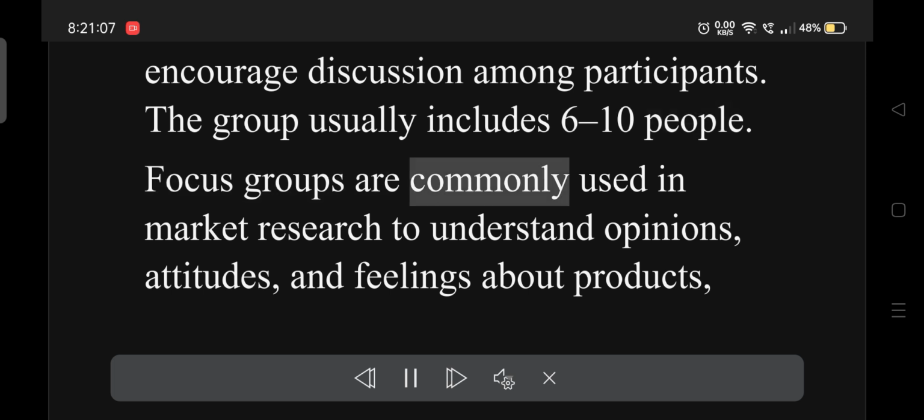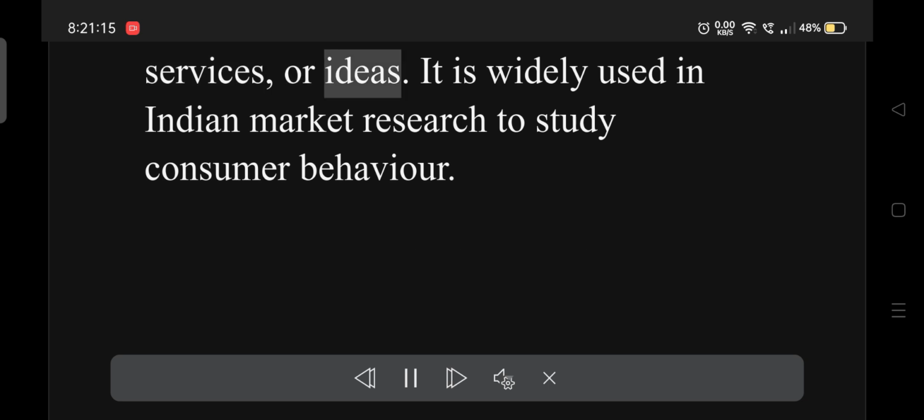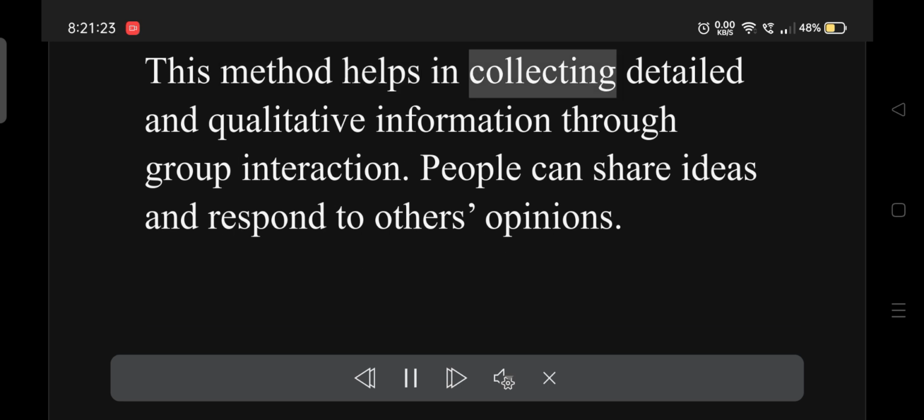Focus groups are commonly used in market research to understand opinions, attitudes, and feelings about products, services, or ideas. It is widely used in Indian market research to study consumer behavior. This method helps in collecting detailed and qualitative information through group interaction. People can share ideas and respond to others' opinions.